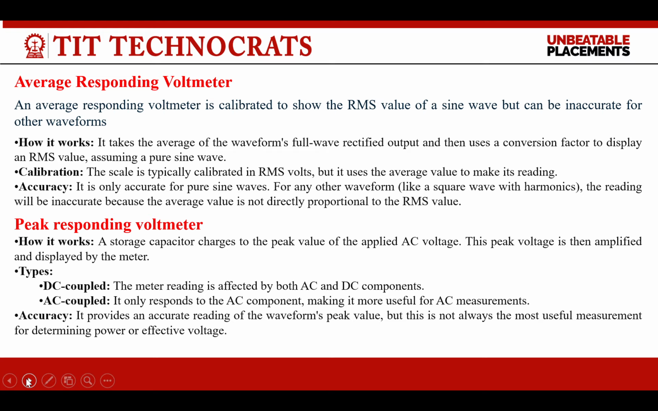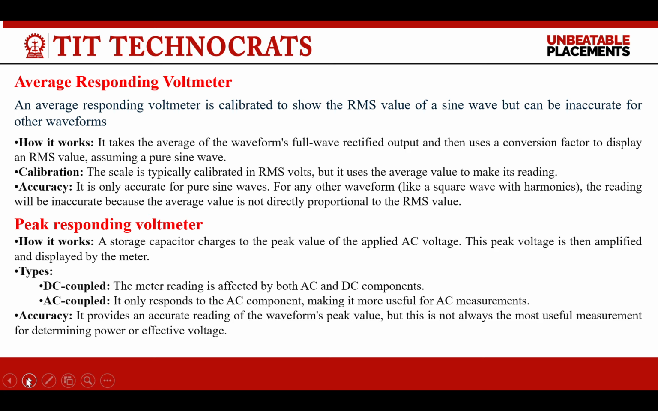Average responding voltmeter, how does it work? It takes the average of the full wave rectified waveform, then uses a conversion factor to display the RMS value assuming a pure sine wave. The scale is typically calibrated in RMS volts, but it uses the average value to make its reading. Accuracy: it is only accurate for a pure sine wave. For any other waveform, the reading will be inaccurate because the average value is not directly proportional to the RMS value.